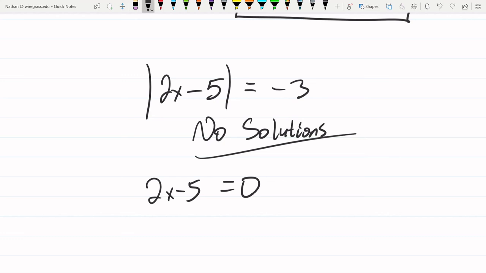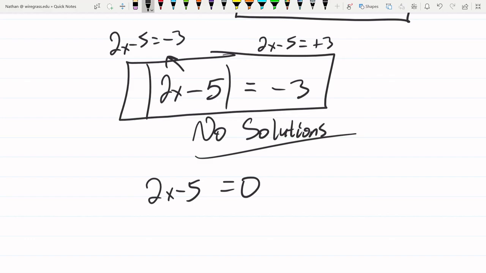So make sure you do not continue with 2x minus 5 equals negative 3, and then 2x minus 5 equals positive 3. This will give you two answers that are incorrect. If you check them, they would not work out. So you could always check your answers to make sure, but it's more important that you understand that a distance cannot be negative.